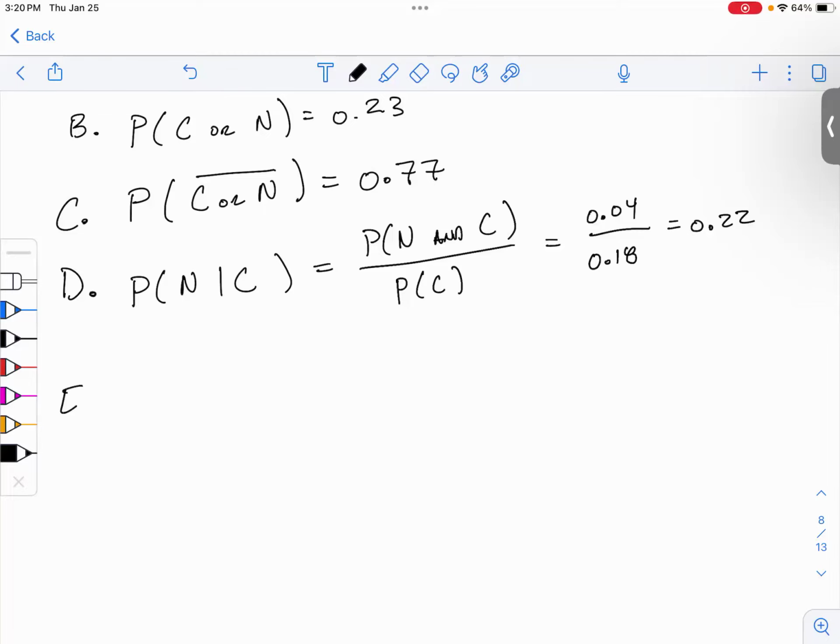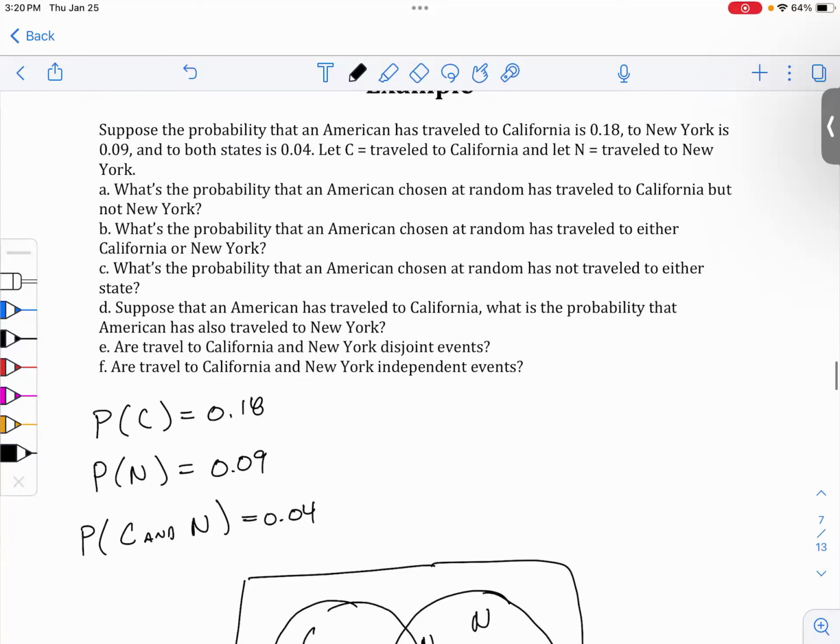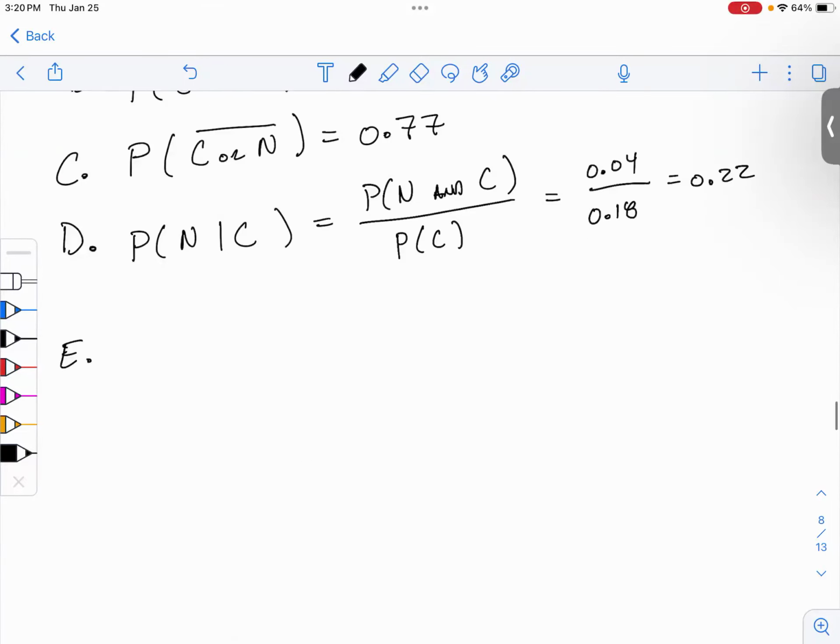All right. Are travel to California and New York disjoint events, and then the next one, are travel to California and New York independent events. These are the two big questions, and these are the two big questions that are guaranteed on the first quiz and likely to come back on the midterm. Like I said, are two things related? Any two things being related is the biggest question we ask in science. Does this relate to this? That's always what we're interested in. So that's something that's going to keep coming back over and over.